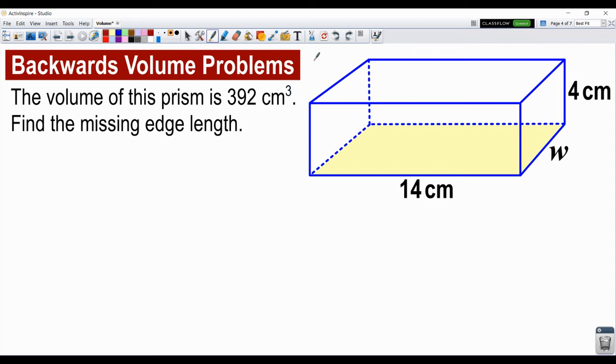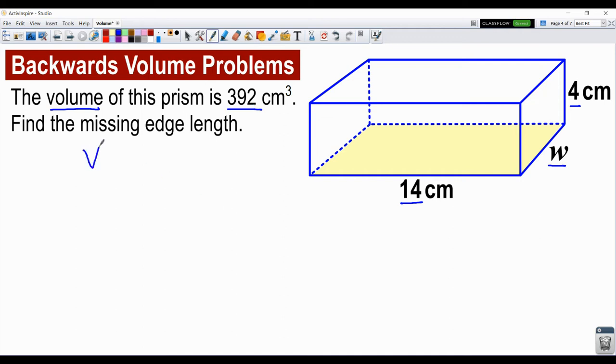This is the first. In the rectangular prism, we can see that the length of our base shape, the base being a rectangle, I colored it in yellow, the base length is 14 centimeters, but the width is missing. So I called it W. And the height of our prism is 4. So let's get started. We know the volume of this prism. The final answer is 392 cubic centimeters.